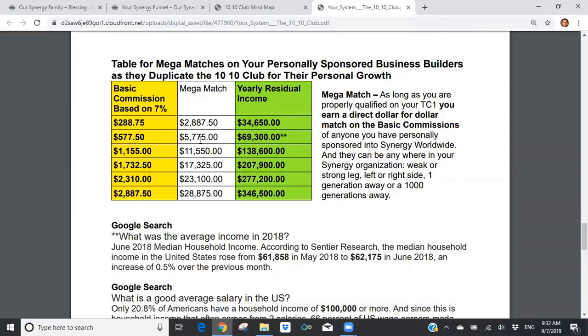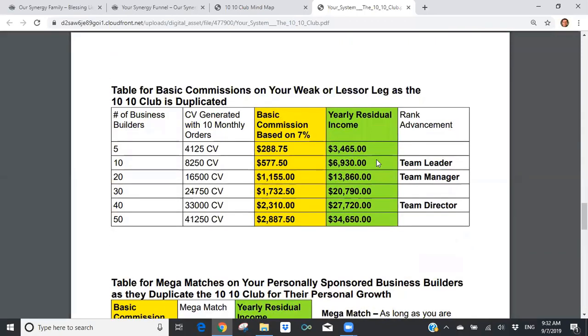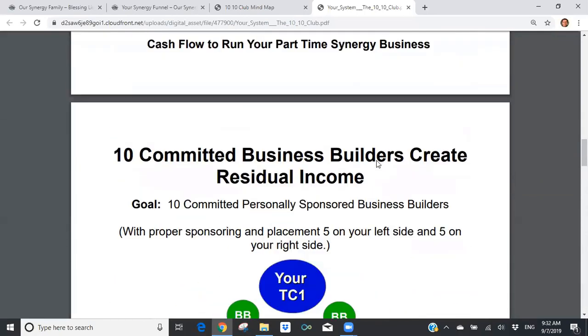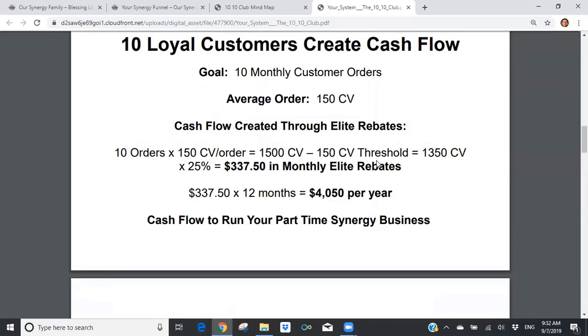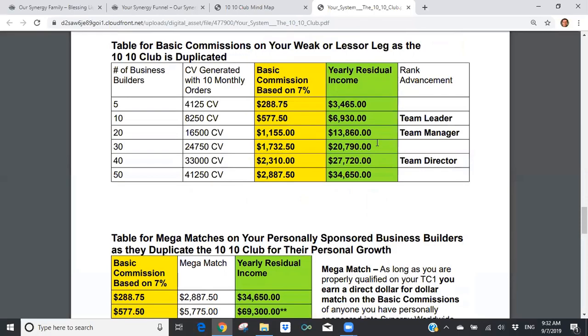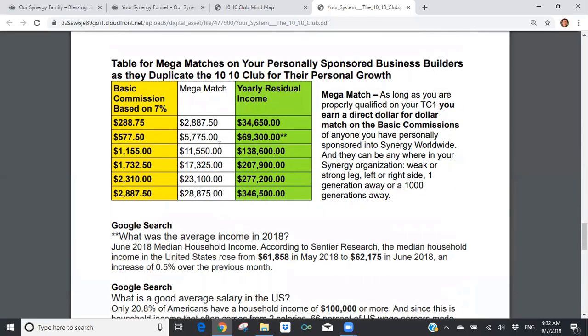When you teach and duplicate this down through your organization, I can begin to create a residual income stream. I haven't even looked at, again, my basic commissions and the elite rebates that I'm getting through my customer base. But just from mega matches, I can create the potential to be in a position to say, I'll keep doing my job because I like it, and I'll keep spending my part-time building my Synergy organization because it's providing me with income that allows me to do things that I could not do just on my job alone.